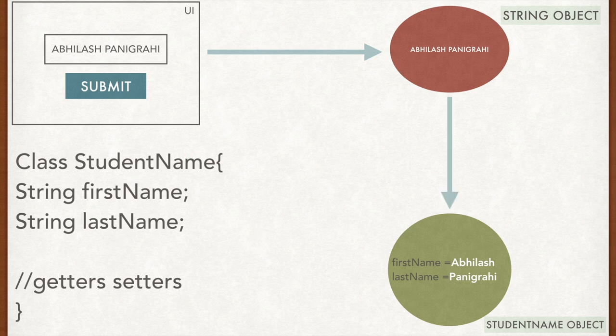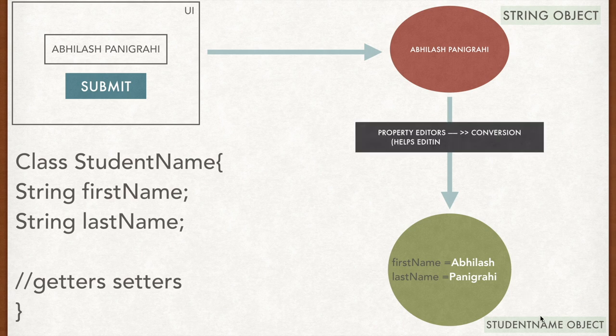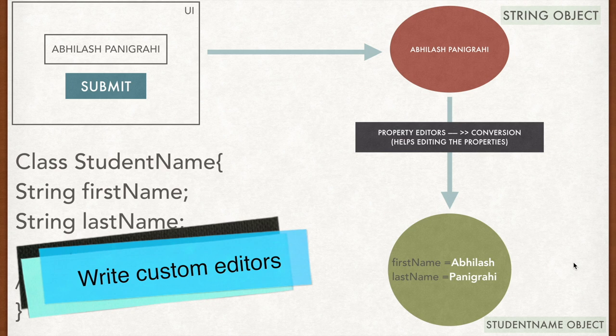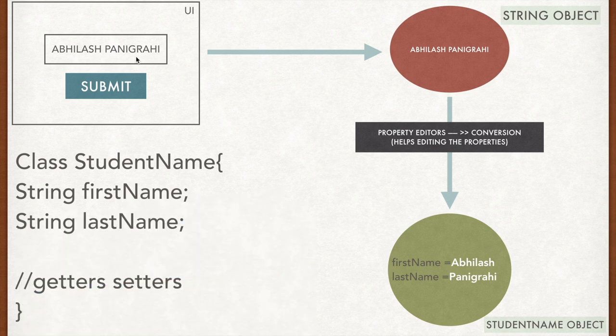So now how will this conversion happen? The string type to our own custom type. And again, here the property editor comes to the rescue. So here we need to convert the string type to our own custom type because Spring cannot automatically do it. There is no default property editor available which can do this for us. So pretty simple concept, right? Property editor is going to help us convert the string type to our own custom type. Because the user is going to enter something in a very simple format, we do not want the user to see the complex thing. So we'll just give him a text box, hey, enter your name.